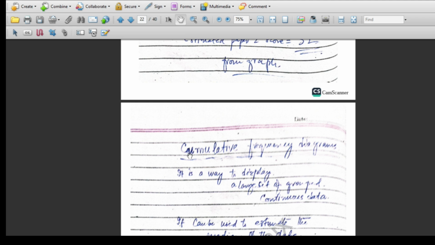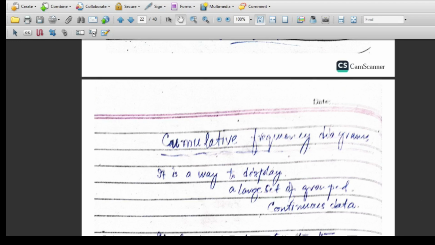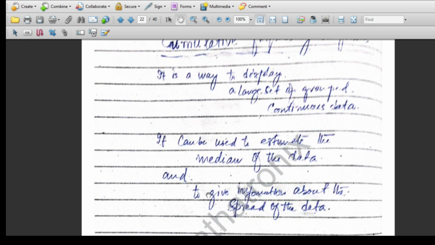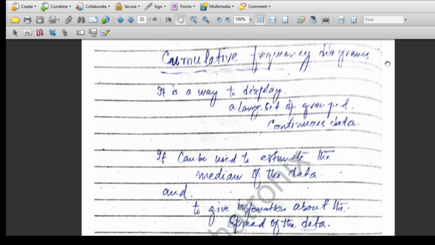In the next session we will discuss cumulative frequency diagrams. In this session we will discuss the cumulative frequency diagram. A cumulative frequency diagram is one way to display a large set of grouped continuous data. It can be used to estimate the median of the data and to give information about the spread of data. The median and how the data is spread can be seen through this diagram.